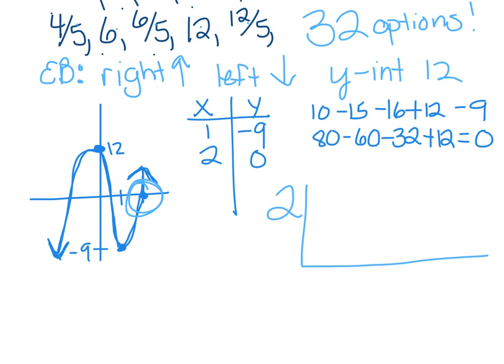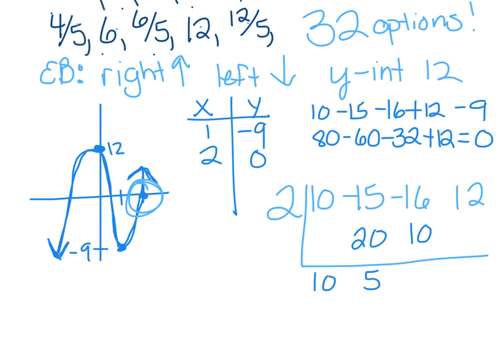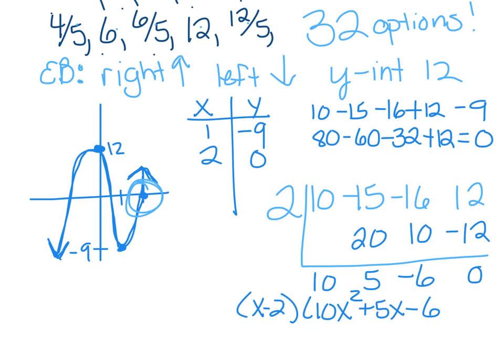And we're going to divide the 2 into 10 and negative 15 and negative 16 and 12. So we're going to bring down the 10, and 2 times 10 is 20. 20 minus 15 is 5, and 2 times 5 is 10, and 10 minus 16 is negative 6, times 2 is negative 12. We knew this was going to work out, but we needed to do it so that we could know that it factors to x minus 2, and 10x squared plus 5x minus 6.